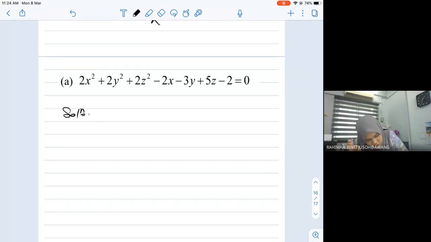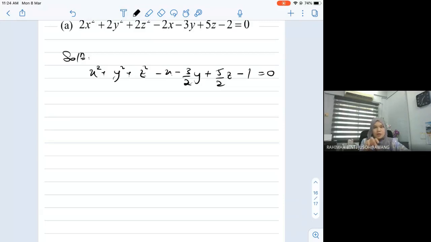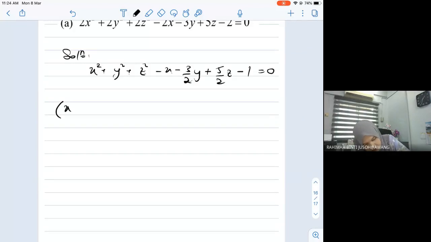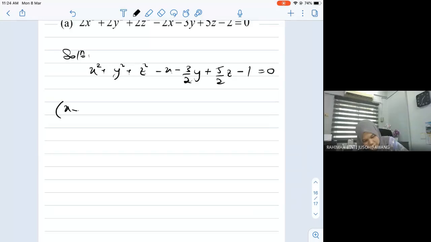So solution, first of all, divide everything by 2. We will get x squared plus y squared plus z squared minus x minus 3/2 y plus 5/2 z minus 1 equals 0, right? So now we can complete the square. When you complete the square, the steps are the same as before. x plus or minus? Minus. Minus what? 1 or 1/2? 1/2.